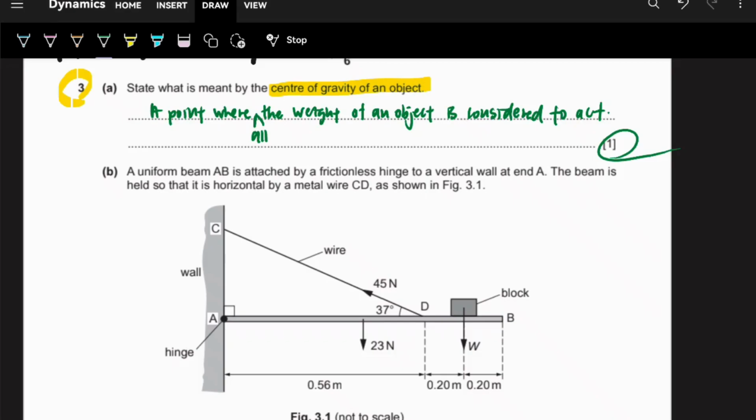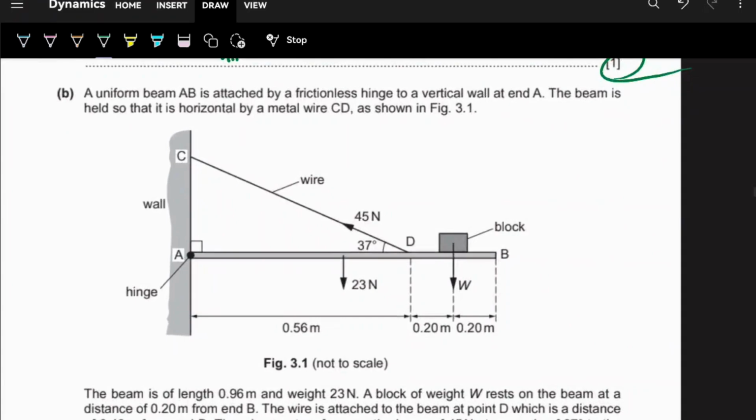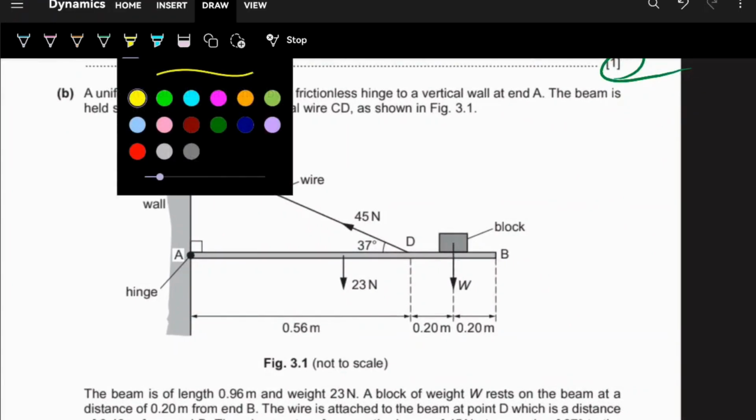So make sure you know your definition before going to exam. It's very important. Don't lose mark for this type of questions, okay? Definitions are your key marks question. Must score. Okay. Now B.